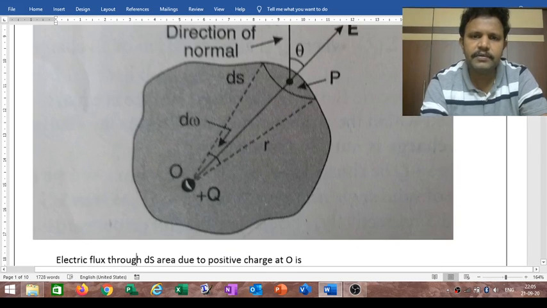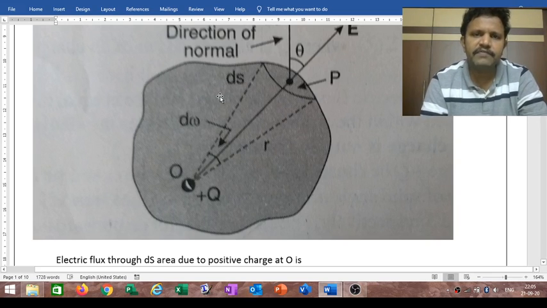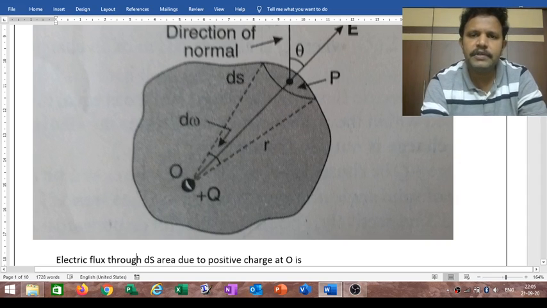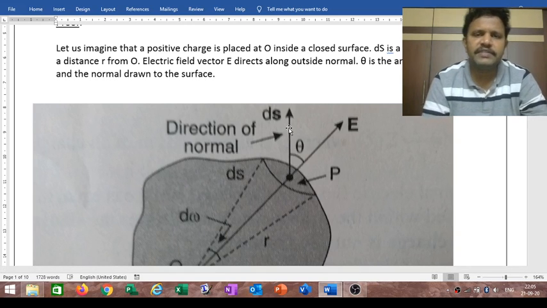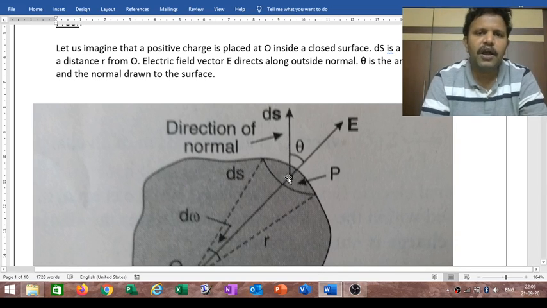For this, I take a positive charge at O within a closed surface. Let us see the entire electric flux through this entire closed surface. For our convenience, I take ds area at P. Here, this arrow mark indicates the direction of the ds area. In Gauss law, we take the surface area also as a vector quantity. For this, we show its direction along the outward normal.